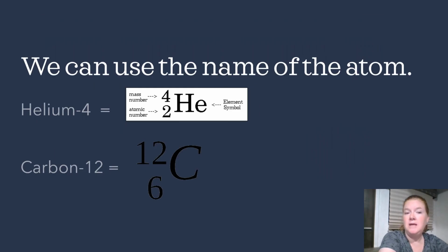We can use the name of the atom, so He with a 4 on the top and a 2 on the bottom. We call that helium-4. Why don't we call it helium-2? Because I don't have to tell you the 2. The 2 came from the periodic table. You just look that up. The 4, I can't. So we use the name of the element with the mass number. So carbon-12 means the mass number is 12. I don't have to tell you the atomic number because I literally told you it's carbon. So you just look it up. Carbon's atomic number is 6.